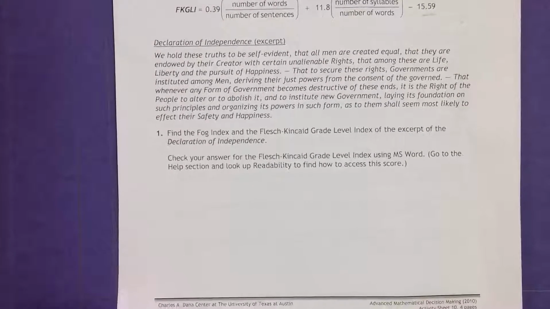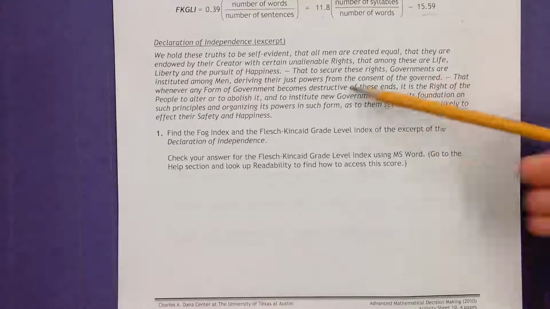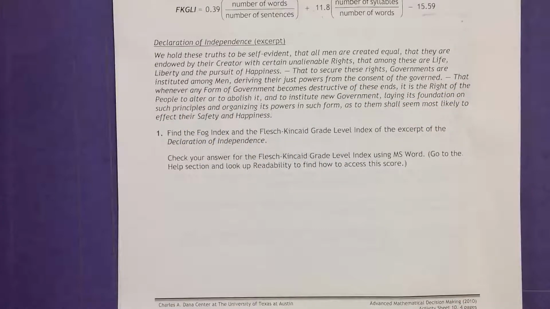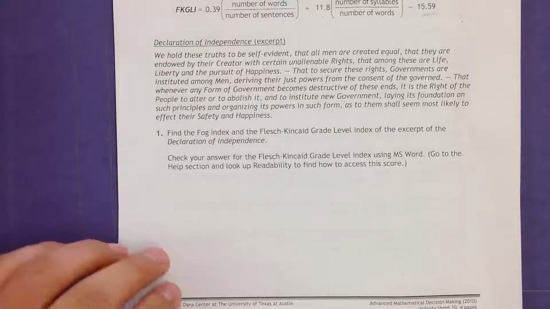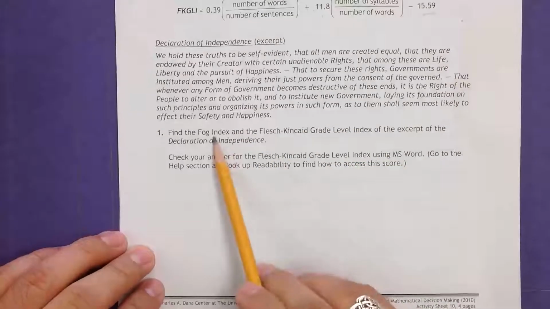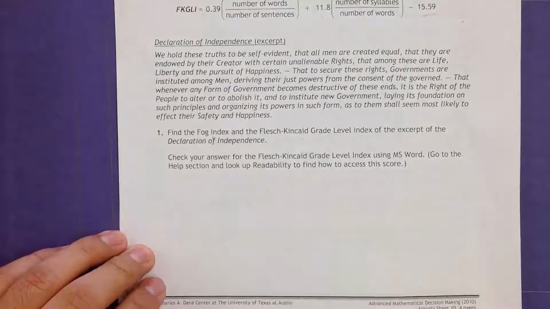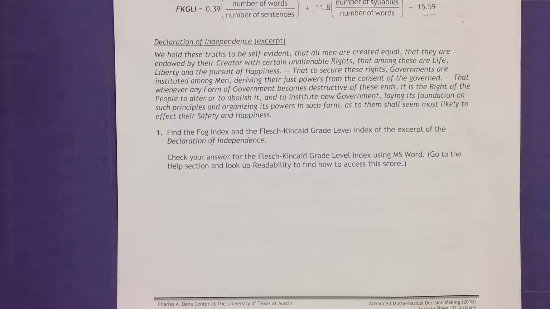Alright, so we have the Declaration of Independence right here. This is the Declaration of Independence, and we have this particular passage, and it wants us to find the fog index and the Flesch-Kincaid grade index of the excerpt from the Declaration of Independence.